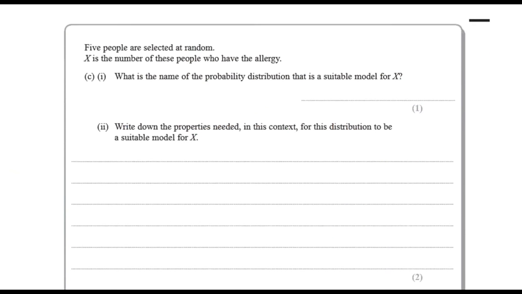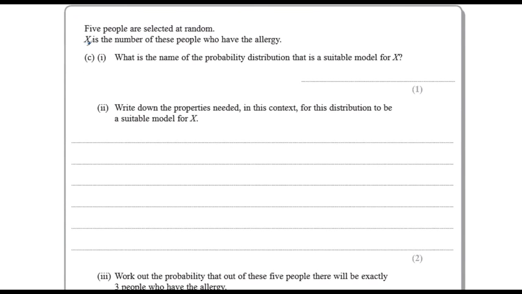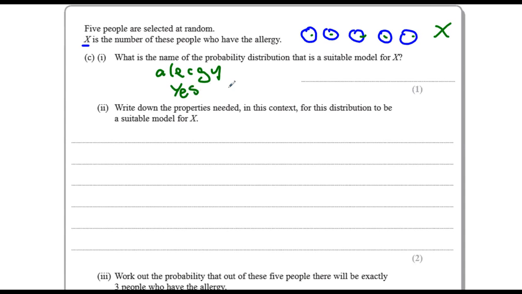Next part, part C. 5 people are selected at random. X is the number of these people who have the allergy. So imagine you've got 1, 2, 3, 4, 5, and some of them have got the allergy. We don't know how many. Could be 1, could be 2, could be 3, could be 4, could be 5. Let's call that number X. What is the name of this probability distribution? Now they either have the allergy or not, yes or no. So that's 2 options, and the word bi for 2 should give you a clue.